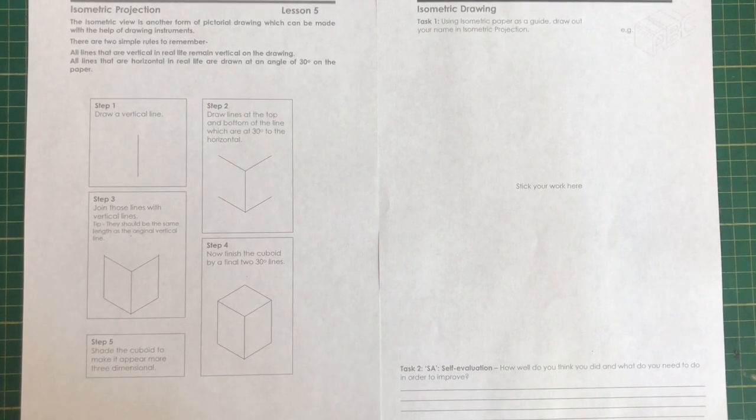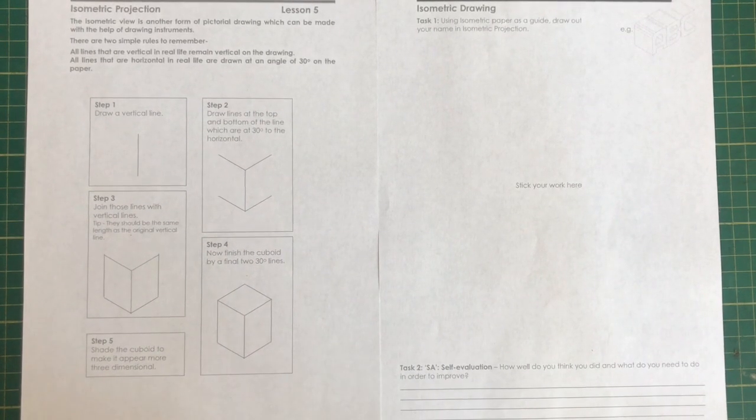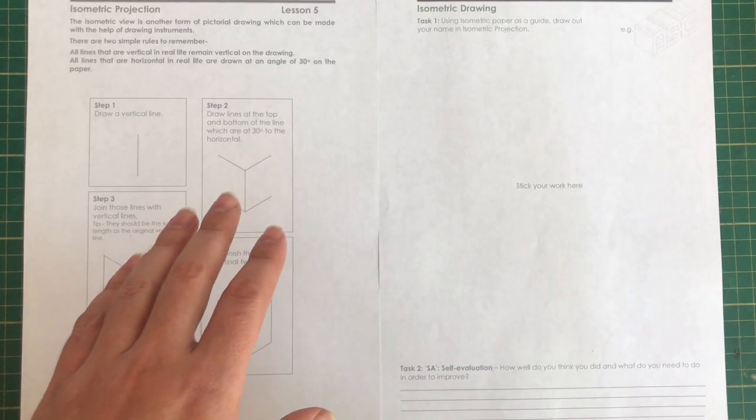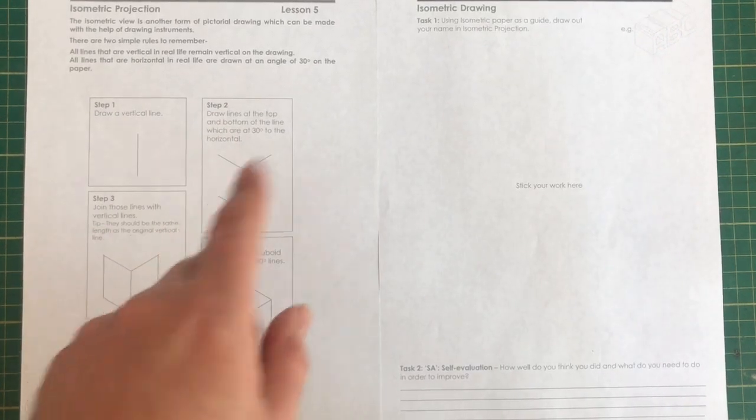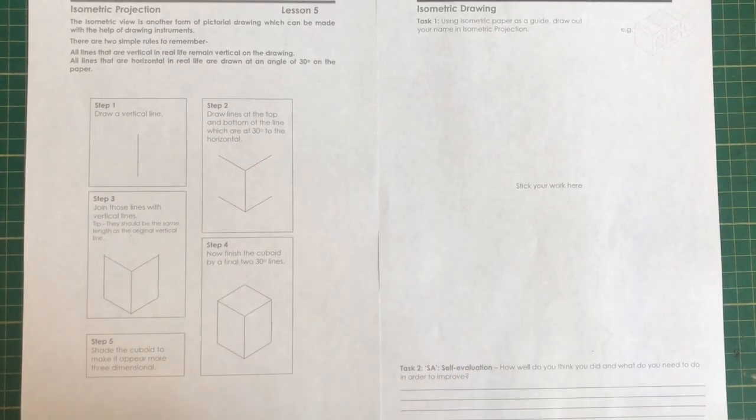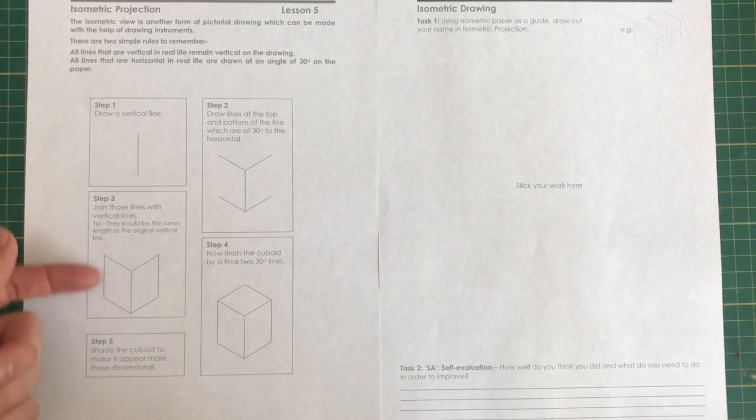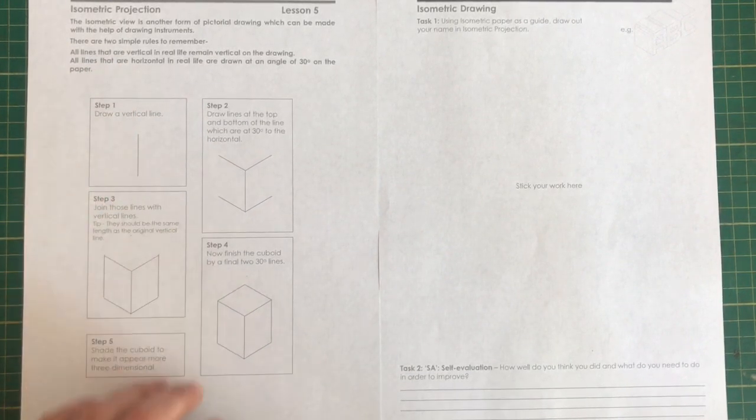Okay everyone, this week we're going to be looking at Lesson 5, Isometric Projections. I know we've skipped over Lesson 4, it makes more sense to do that after this lesson, so we're going to do them the other way around. So Isometric Projections is what we're going to be doing this week. There's a step-by-step guide on how we can draw a simple cube in Isometric Projections. That's going to be important in just a moment.